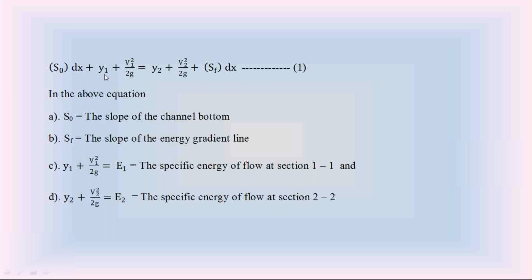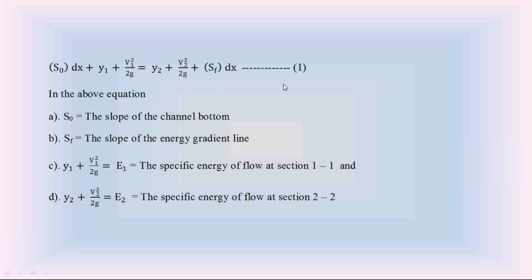Then check these two terms on the left side: y1 plus v1 square by 2g. It is the sum of the pressure head and the kinetic head. You know that the sum of the pressure head and kinetic head is the specific energy at section 1, that is capital E1. Similarly on the right hand side, y2 plus v2 square by 2g. y2 is the pressure head at section 2, v2 square by 2g is the kinetic head at section 2. So this is the specific energy at section 2, E2.